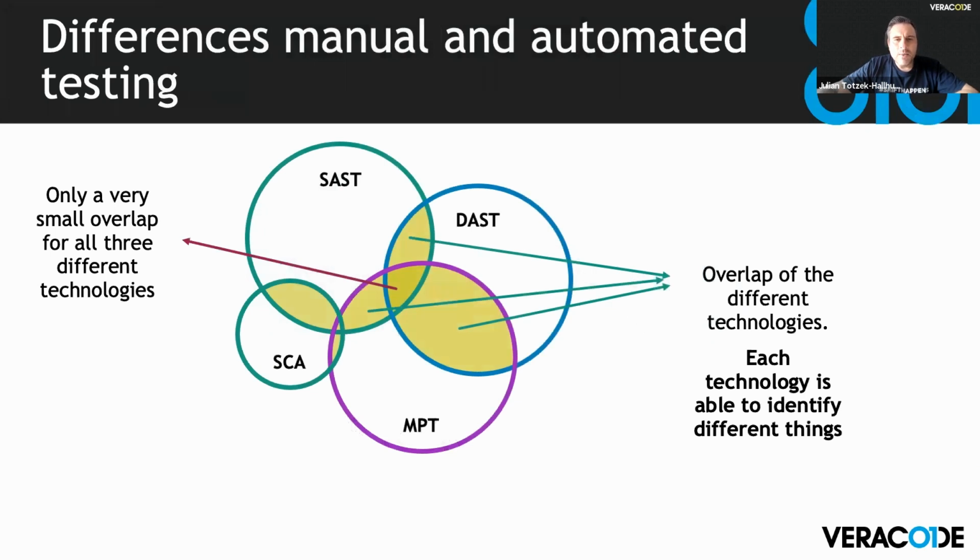Let's start talking about the three main different scanning technologies first. SAST as static application security testing, DAST as dynamic application security testing, and SCA as software composition analysis, all run in an automated way. MPT as manual penetration testing is a manual method to test applications. They all run on different stages of the application, and they will all find different flaws or vulnerabilities.